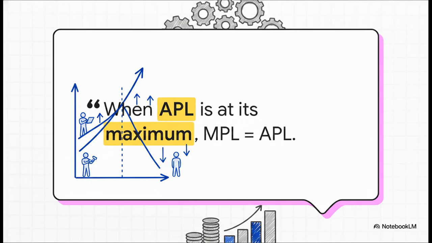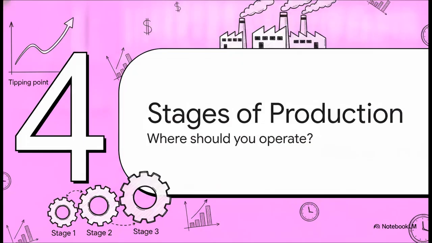Now, here is an absolute unbreakable rule in economics. When the average product of labor hits its absolute maximum peak, it perfectly equals the marginal product of labor. This is a mathematical tipping point. Before this point, each new worker you bring on adds more than the current average, which pulls the whole average up. But after this intersection, each new worker brings in less than the average, which drags the whole average down. It's that simple.